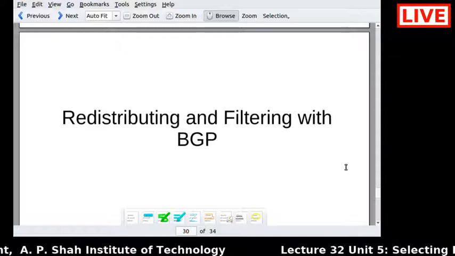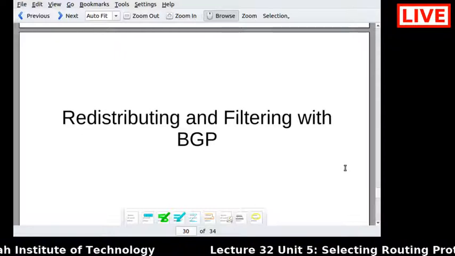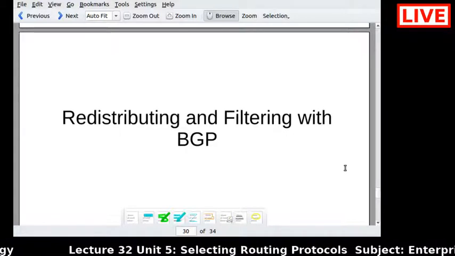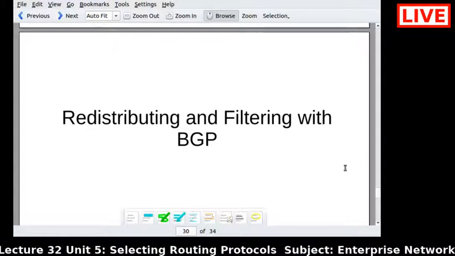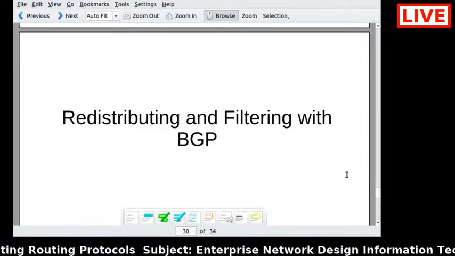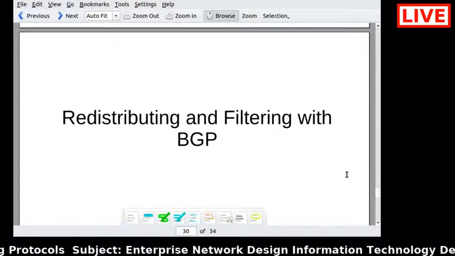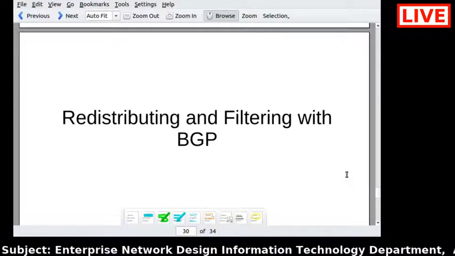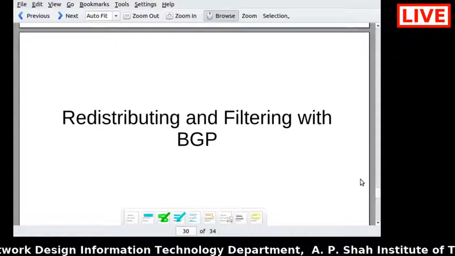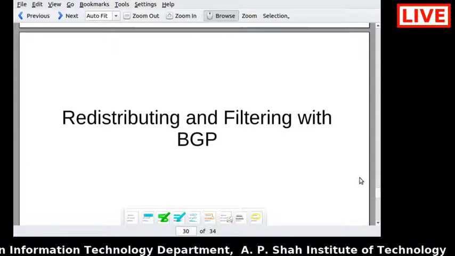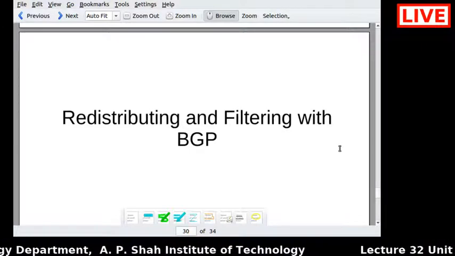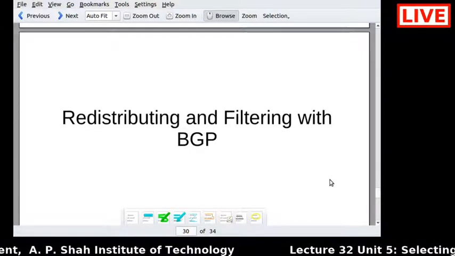Also, redistribution of all BGP routes into IGP is not advised, because non-BGP participating routers do not require the full internet routing tables, or the IGP protocols are unable to process a large number of advertised routes. That's why route filtering can be used in that case, so there will be no redistribution in those cases.